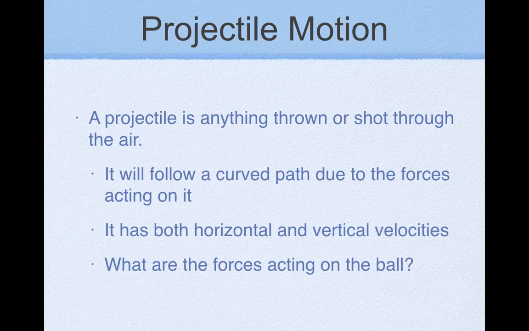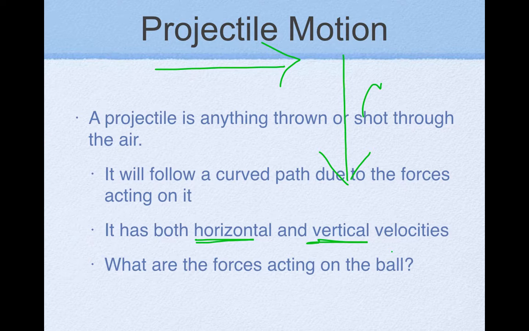One last big concept that this all applies to is then projectile motion. A projectile is any object that is shot or thrown through the air. It will follow a curved path due to the two forces acting on it. It has horizontal and vertical velocities. So it's going to go horizontally and it is going to go vertically. Okay, two forces acting on the ball. Downward force, I think you can easily figure out that is gravity.